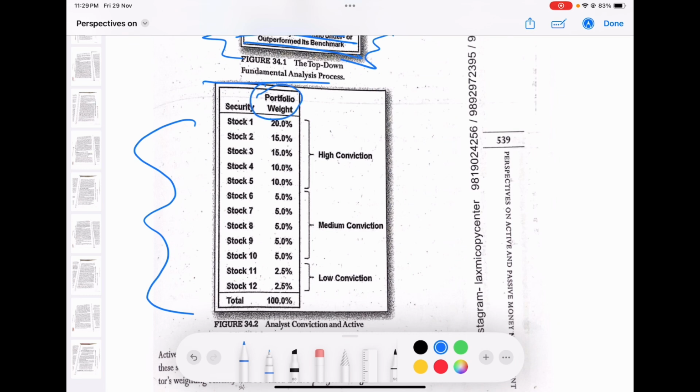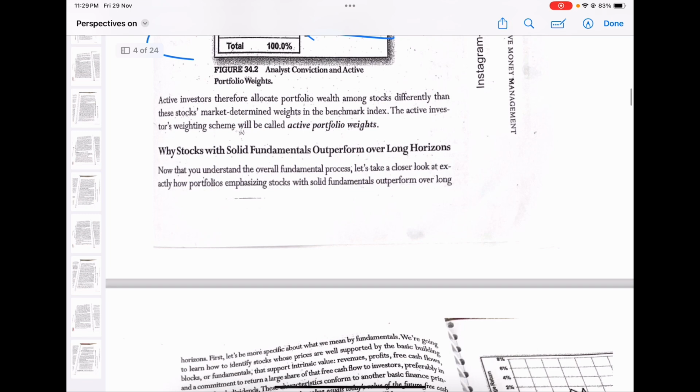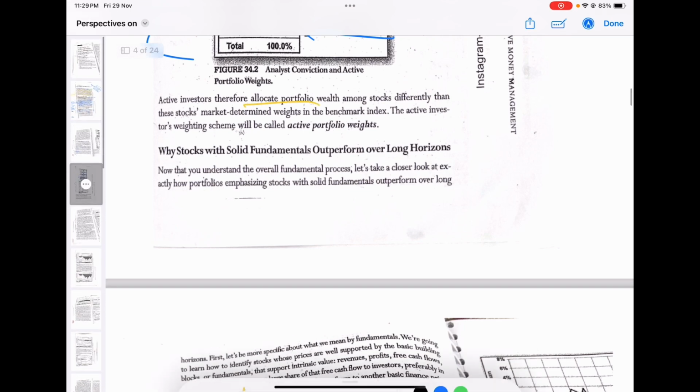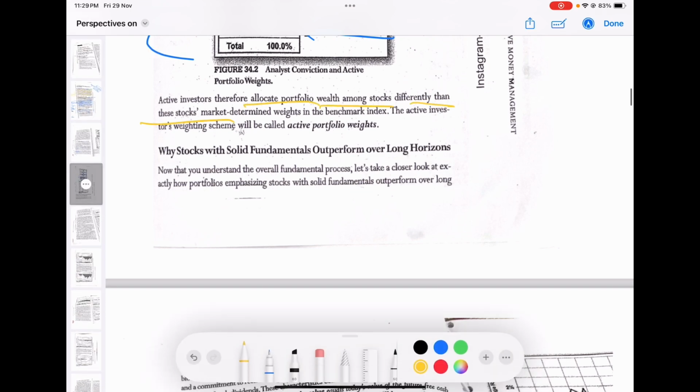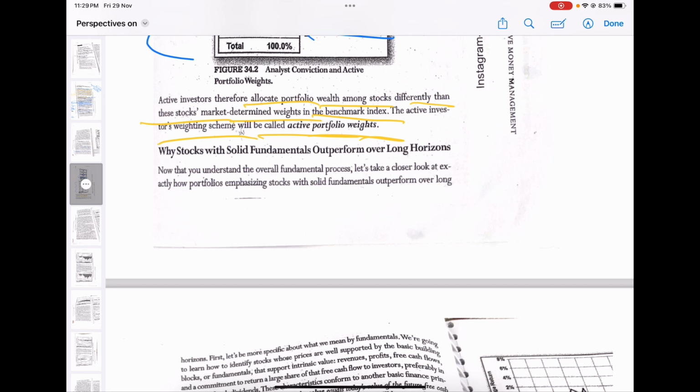So, whichever stocks have the highest weights, that can basically give you very high conviction, medium conviction and low conviction. Obviously, you would want to allocate your funds in the high conviction stocks. So, that is one thing. Active investors therefore allocate portfolio wealth among stocks differently than the stock market determined weights. The active investors' weighting scheme will be called the active portfolio weights.